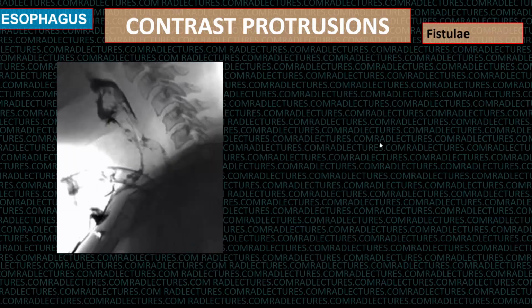Fistulae, there can be fistula with the skin, like in this case, where the patient had a laryngectomy, and you can see an esophagocutaneous fistula coming through the tracheostomy site from the esophagus, around the tracheostomy, I'm sorry, and out into the skin.